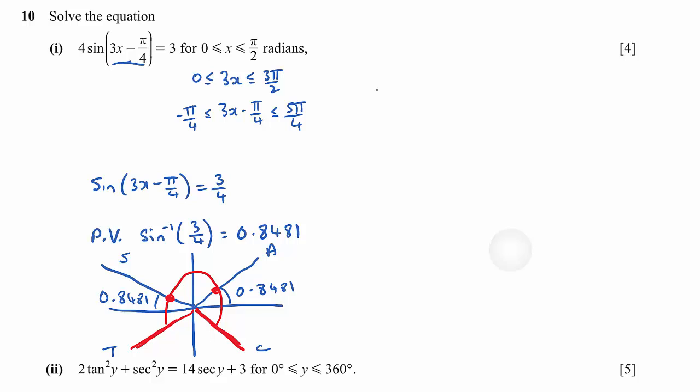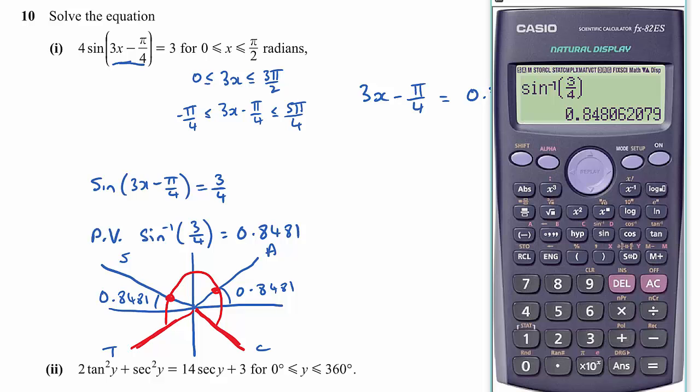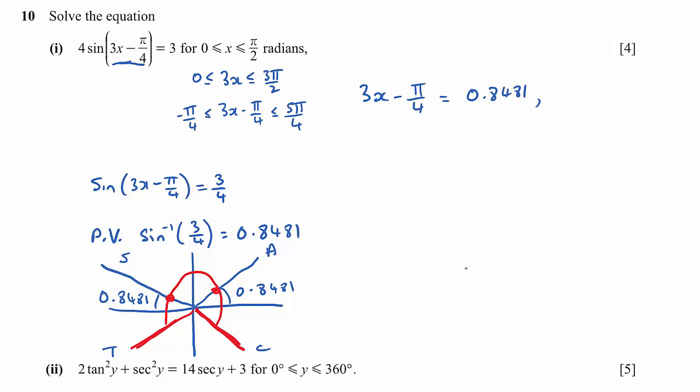So our first one, and remember we're solving here for 3x take away pi by 4. Our first one is going to be at 0.8481. And then the second one will be at pi take away that. So pi take away 0.8481, 2.2935.